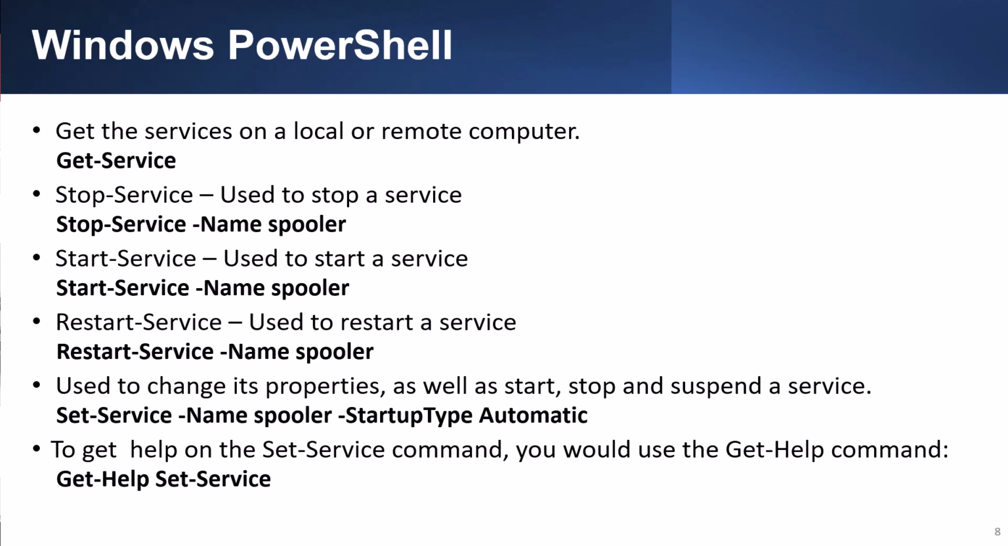To stop a service, you would use the Stop-Service command such as Stop-Service -Name spooler. To start a service, you would use Start-Service, and to restart a service, you would use Restart-Service. To change its properties, as well as start, stop, and suspend a service, you would use the Set-Service command. To set the spooler service to automatically start, you would use Set-Service -Name spooler -StartupType Automatic. To get help on the Set-Service command, you use the Get-Help command such as Get-Help Set-Service.